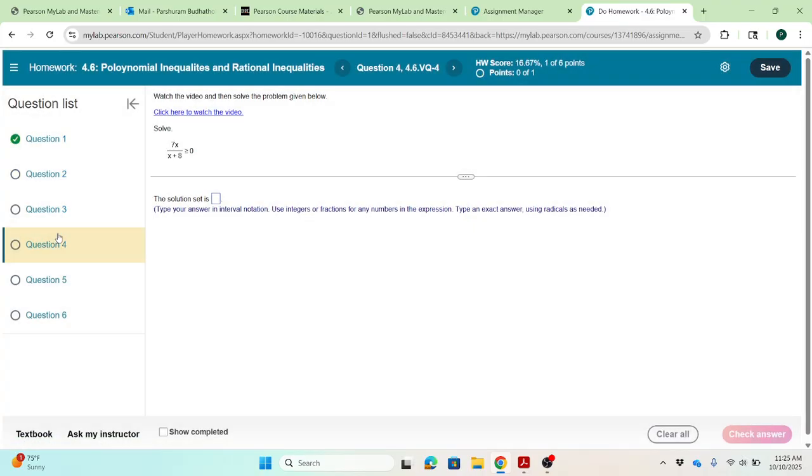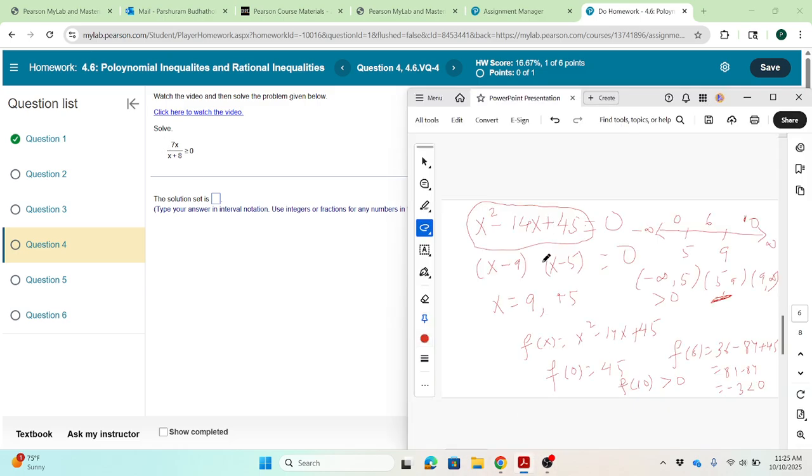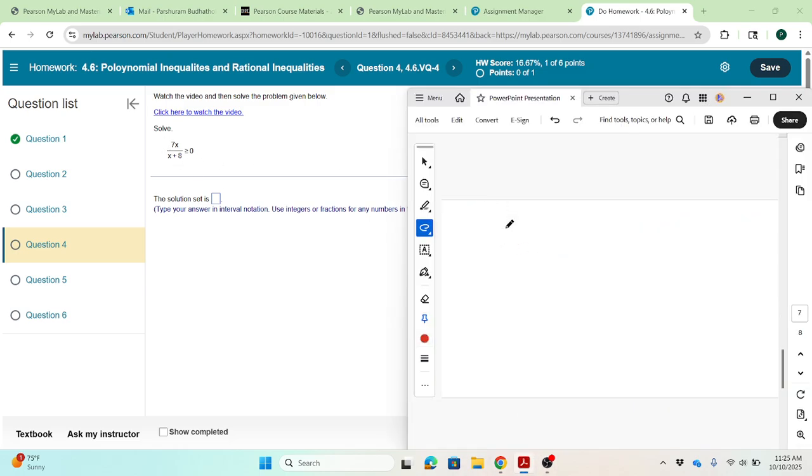So let's do another one. This is a rational inequality. First of all, type that inequality as an equation, so greater than or equal to 0. Solve this one. Find out where the denominator is 0. At x equal to -8, this function is undefined.